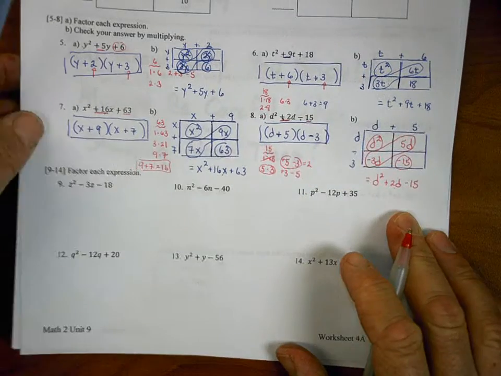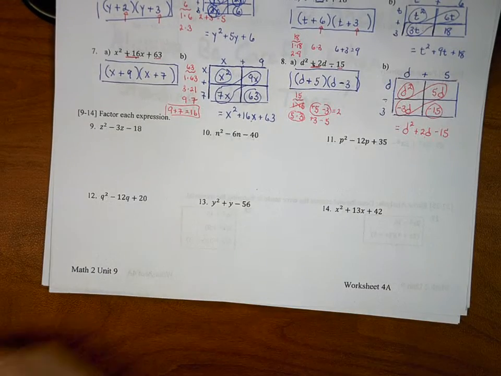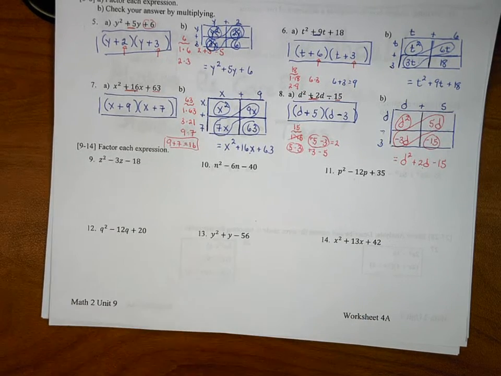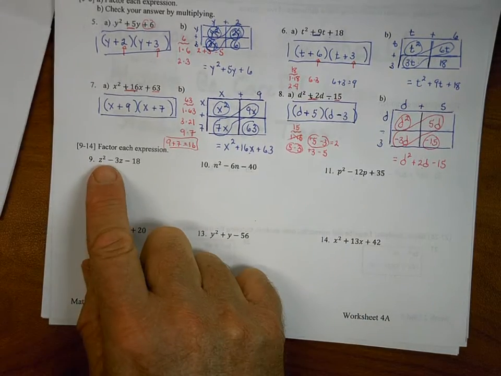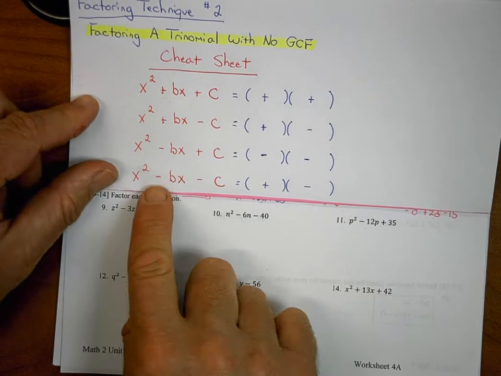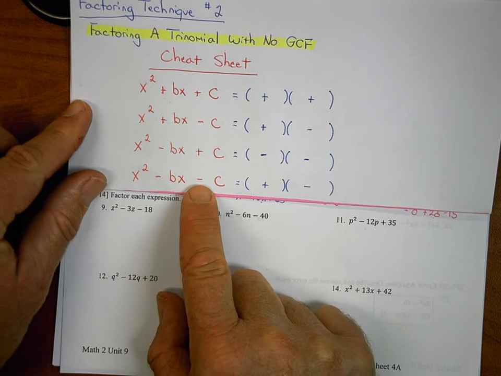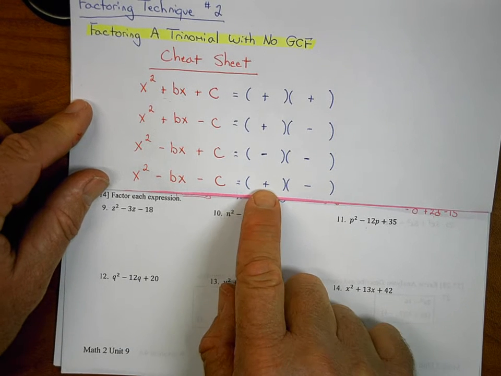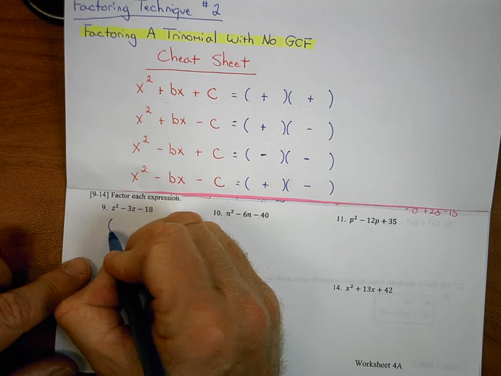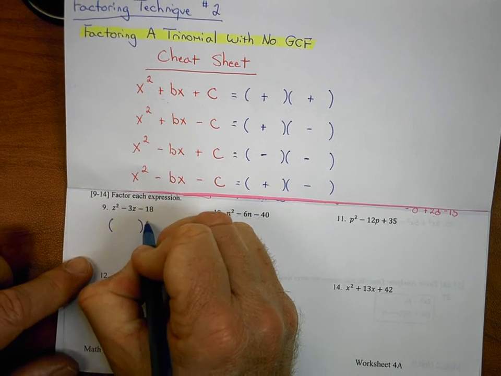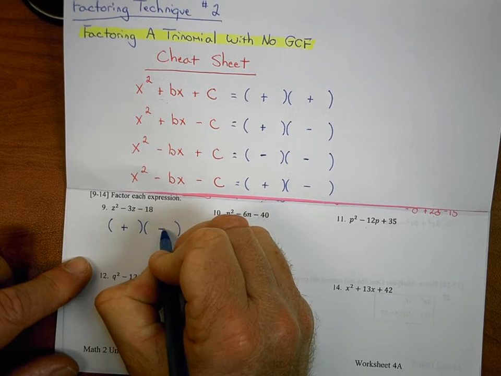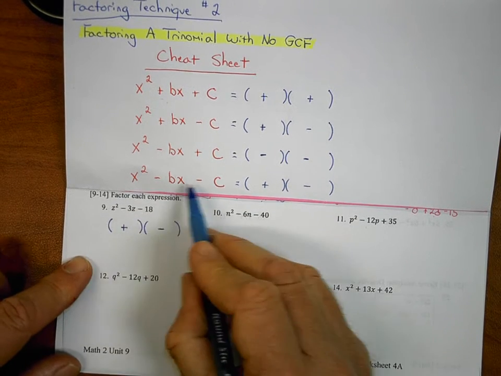Okay, all right, so for numbers 9 through 14, we're going to factor, but we're not going to multiply it back out to check. So number 9, notice I have a trinomial and it's a minus minus. So I look at my cheat sheet. Minus minus on my cheat sheet tells me my parentheses that I'm going to factor is going to be a plus and a minus. So in number 9, I'm going to draw my two parentheses. And the first parentheses is going to have an addition symbol in it. The second parentheses is going to have a subtraction symbol in it because that's what my cheat sheet tells me to do.